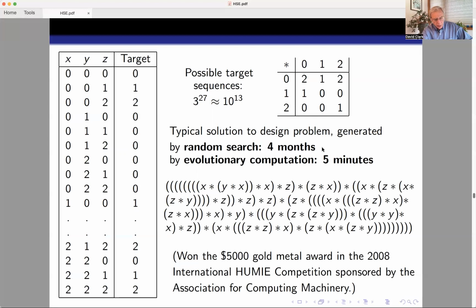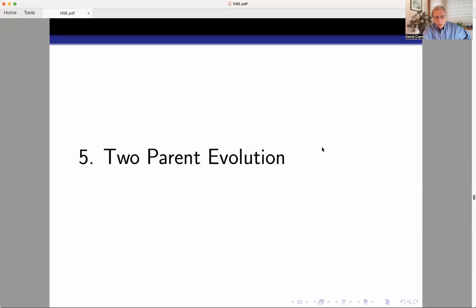And this led us to start thinking about whether we could improve on it. And so we identified at the beginning of the last talk two possible ways of speeding up evolution. One was to dispense with the phenotypes and use just the genotypes to do the calculations. And that's what we did, and that's what led to this success. The other thing we identified from nature that sped up biological evolution was the introduction of sexual reproduction, two-parent evolution. And so we decided to see if we could do something with that. So this is the fifth part of my talk.